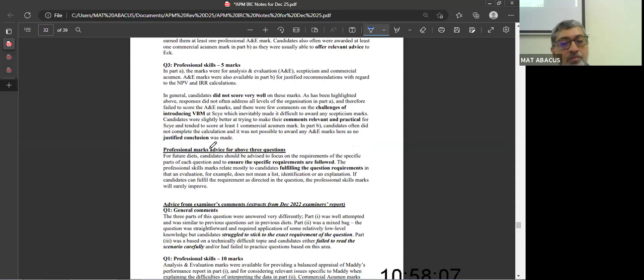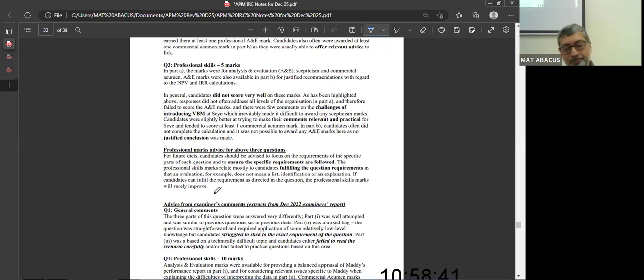The advice on professional marks from the first exam, the examiner said for future diets, candidates should be advised to focus on the requirements of the specific parts of each question and to ensure the specific requirements are followed. In other words, answer relevant. The professional skills marks relate mostly to candidates fulfilling the question requirements in that an evaluation, for example, does not mean a list, an identification, or an explanation. If candidates can fulfill the requirement as directed in the question, the professional skill marks will show.